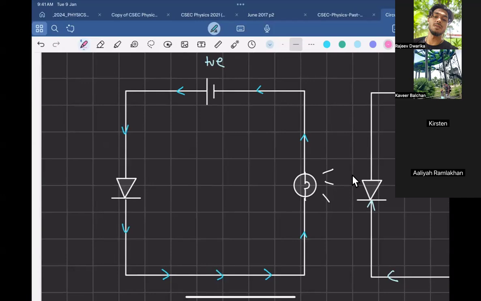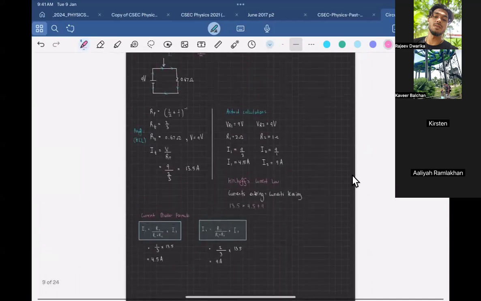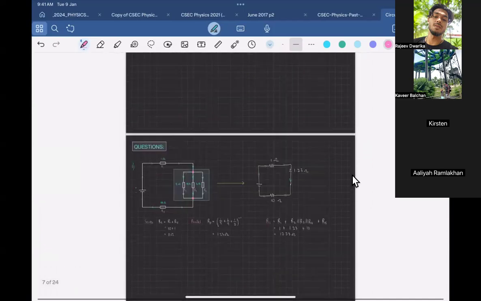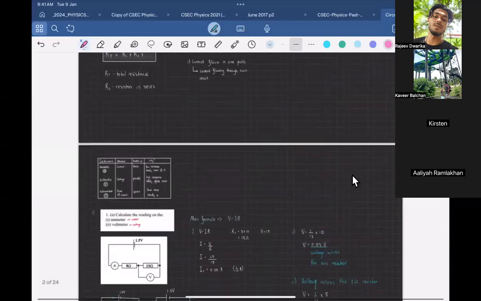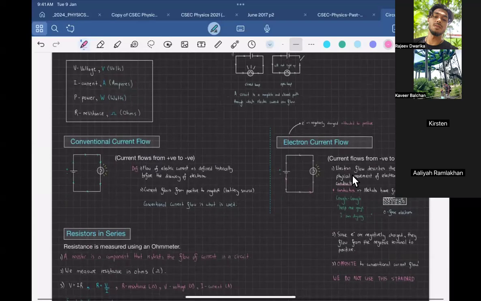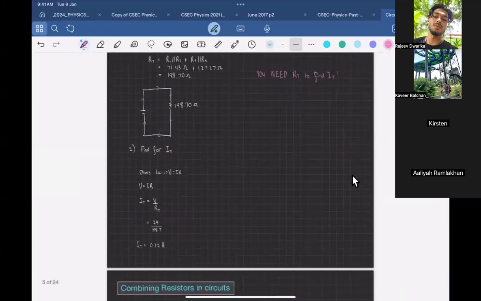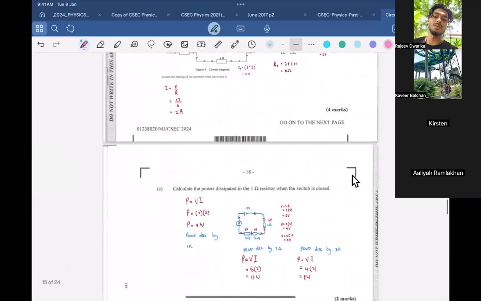Conventional. Yes, remember we did that a while back. It talks about conventional and the other one was electron at the start. Conventional and electron. We always use conventional, positive to negative. That's the standard now.